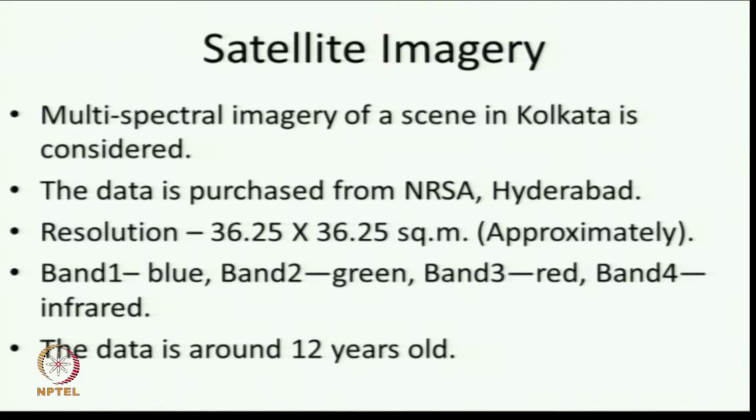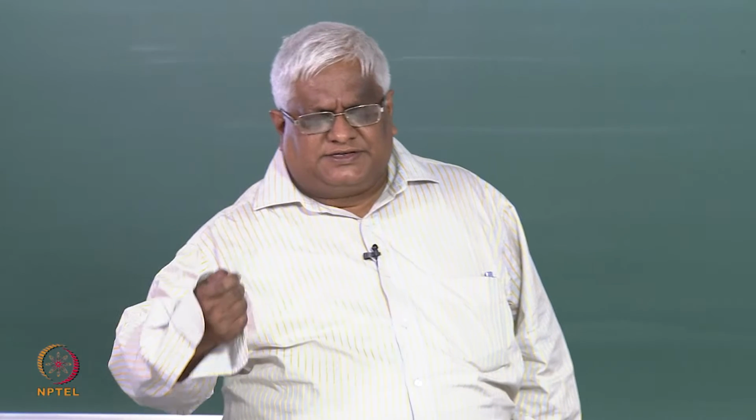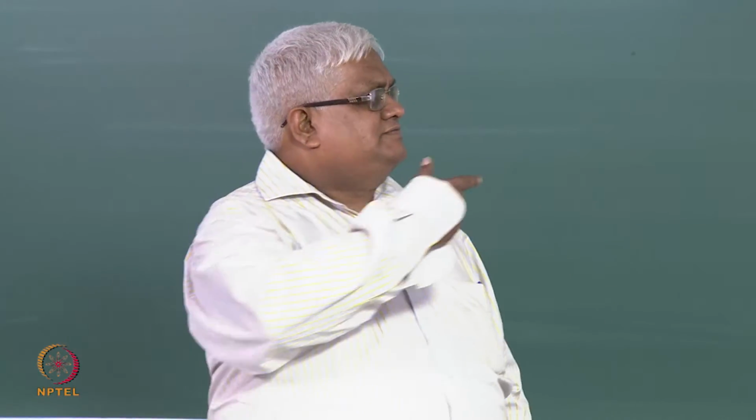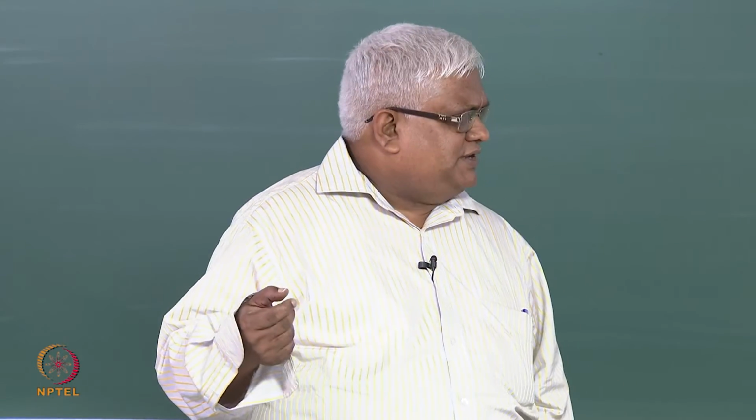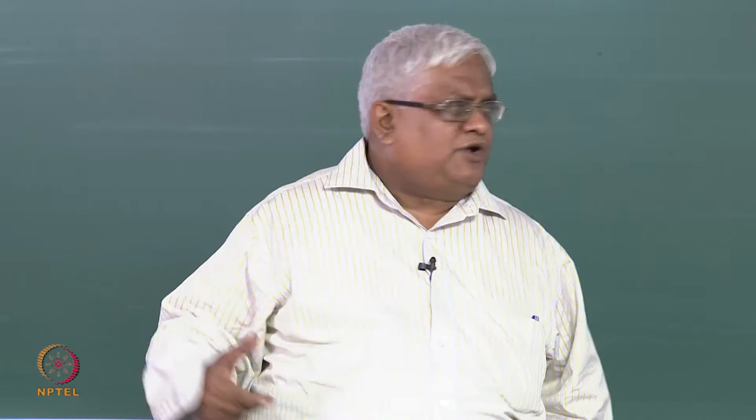There are 4 bands there, and band 1 corresponds to blue, band 2 corresponds to green, band 3 corresponds to red, and band 4 corresponds to infrared. For each pixel, the resolution is approximately 36.25 by 36.25 square meters. That is, each pixel on an average covers an area of 36 by 36 square meters approximately.